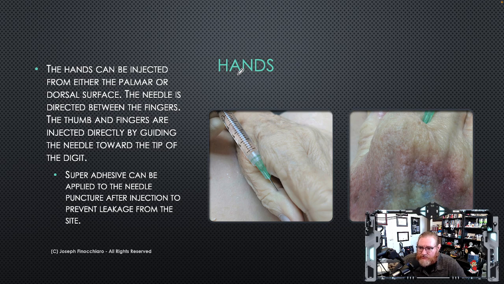The hands can be injected from either the palmar or dorsal surface. The needle is directed between the fingers, and the thumb and fingers are injected directly by guiding the needle toward the tip of the digit. Superglue adhesive can be applied to the needle puncture after injection to prevent leakage from the site.